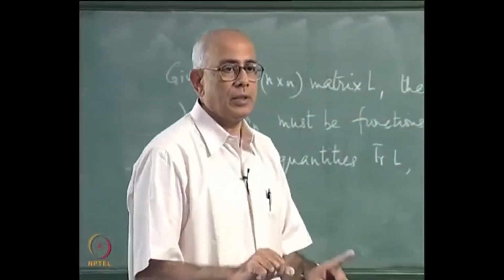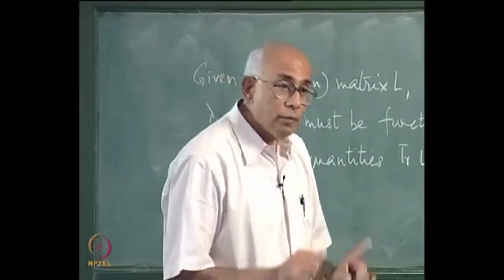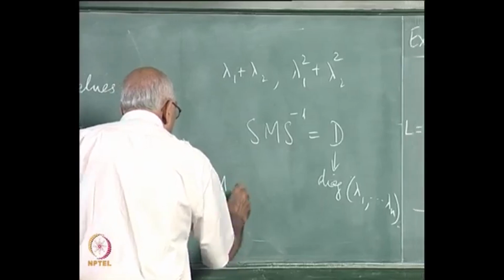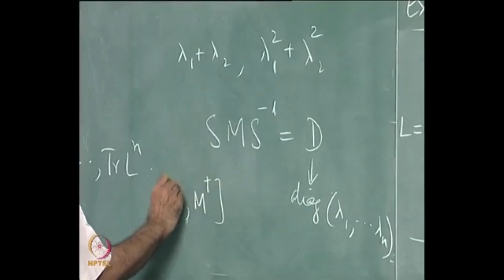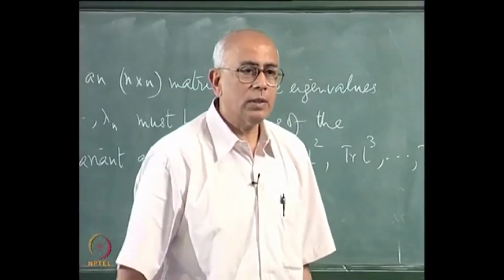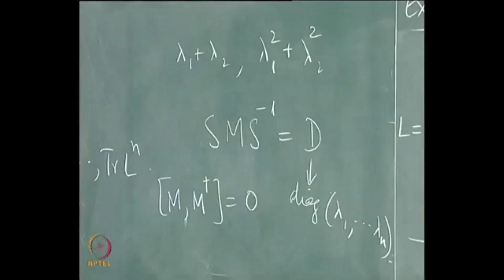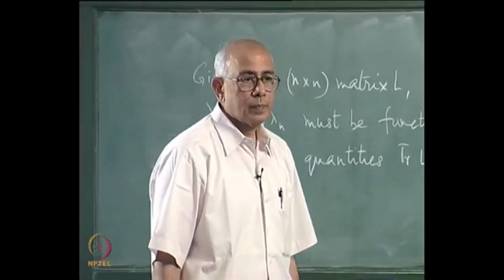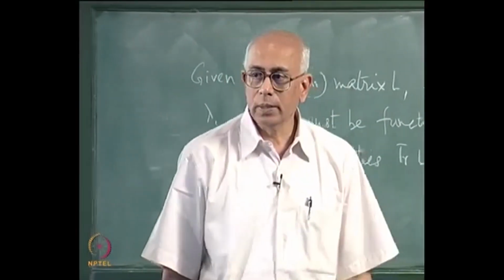A sufficient condition for you to diagonalize a matrix is that the matrix M commute with its Hermitian conjugate. By this dagger I mean the Hermitian conjugate of this matrix, which is the transpose complex conjugated. That is a sufficient condition for M to be diagonalizable by a similarity transformation. Such a matrix is called a normal matrix. Okay, so we stop at this stage and take it up from here.